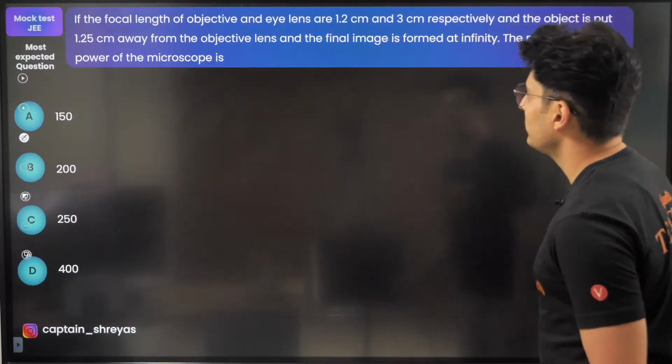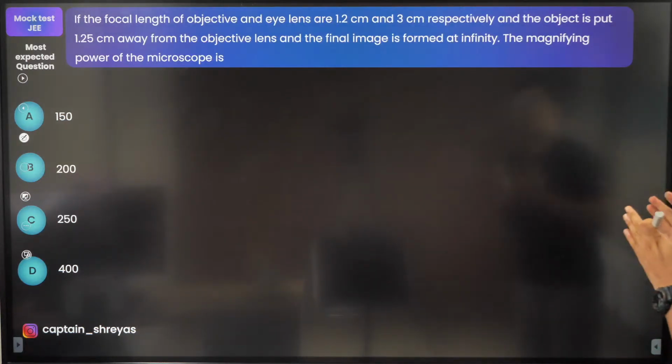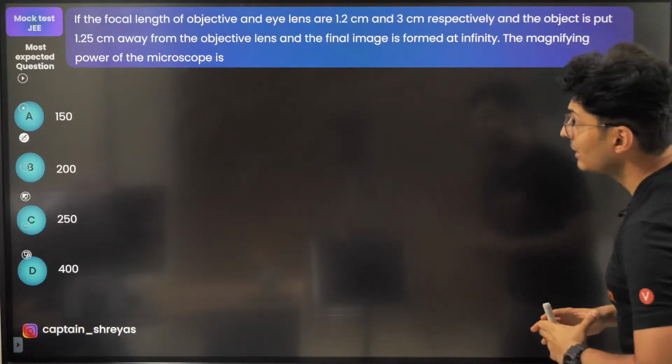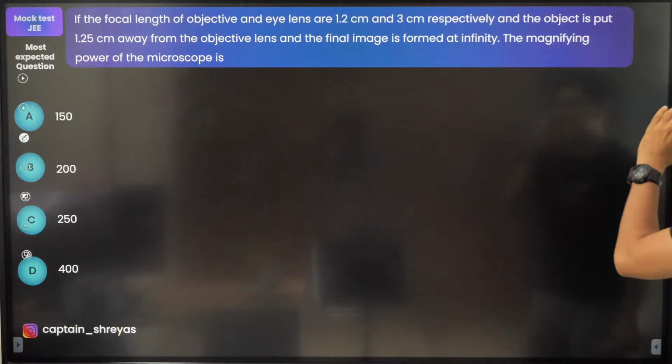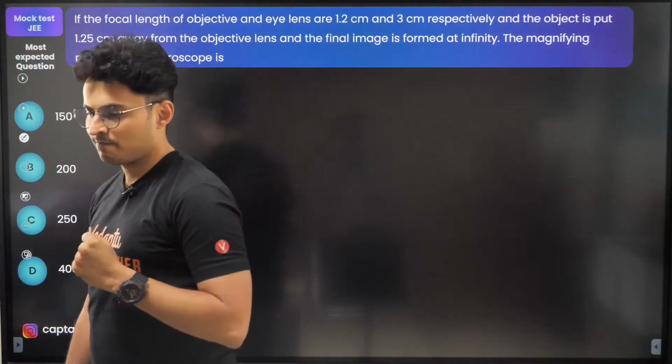If the focal lengths of the objective and eye lens are 1.2 and 3 centimeters, and the object is put this many centimeters away from the objective lens, the final image is formed at infinity. The magnifying power of the microscope is?